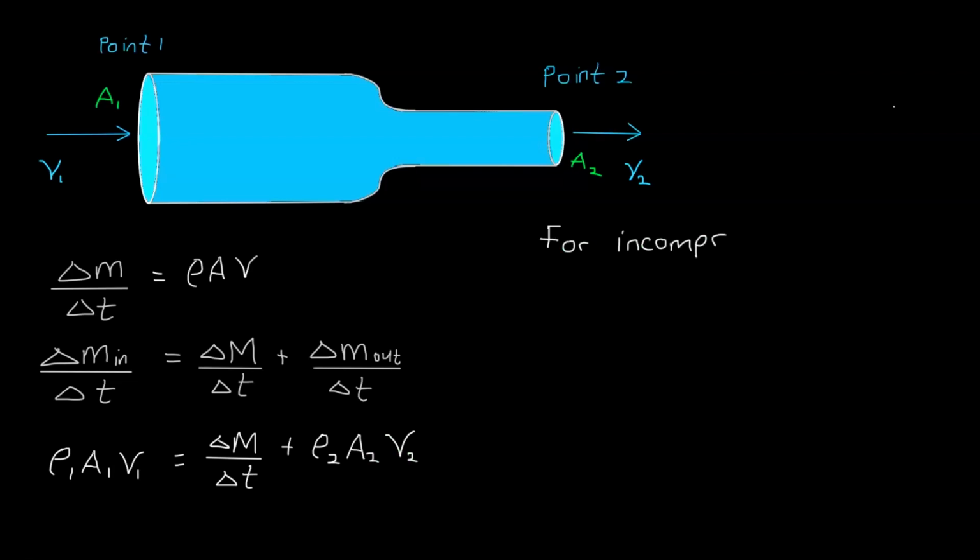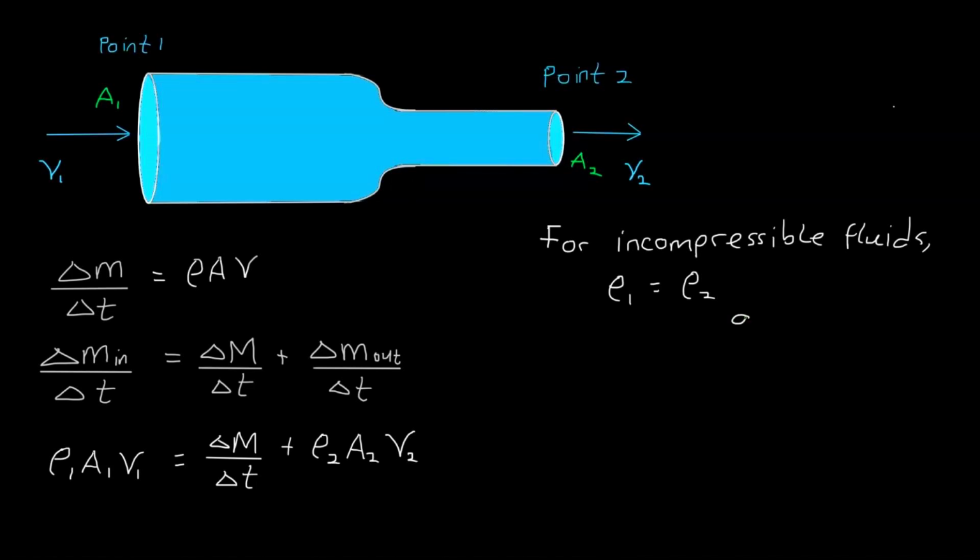If the fluid is incompressible, then the density remains constant throughout and rho 1 equals rho 2. Also, constant density means the only way for the mass within our control volume to change is to change the volume. But that can't happen, since the control volume is constant in volume. This means, for an incompressible fluid, the mass within the control volume doesn't change.